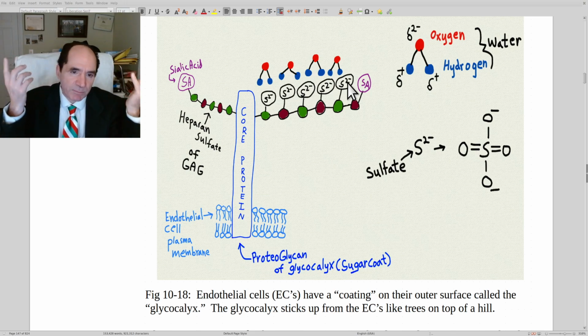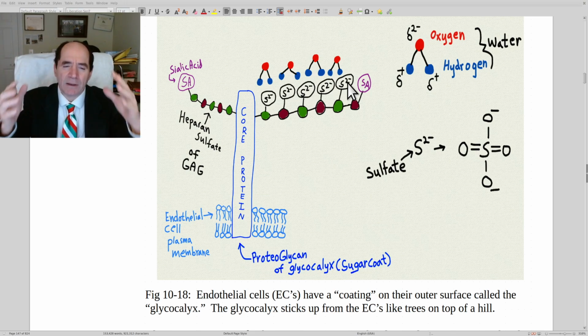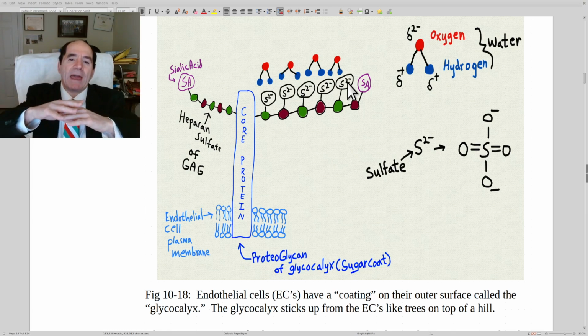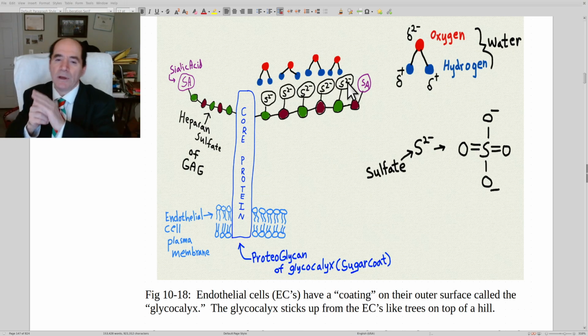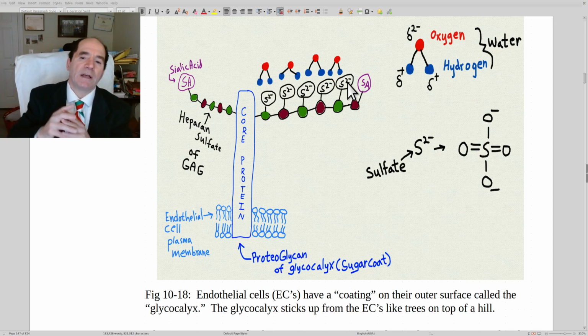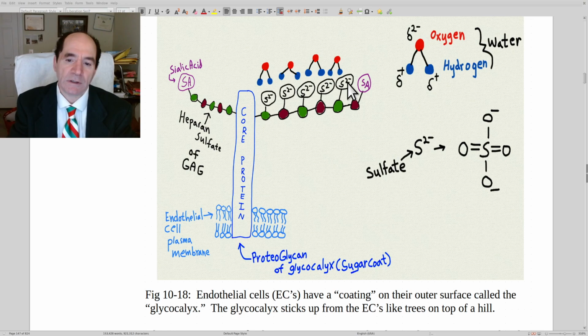And think about it. This is brilliant. There's lots of things like this in the human body. It's like genius design. So by having water attracted to it, this makes the glycocalyx very slippery. So it facilitates the red blood cells and the white blood cells sliding right over. It's exactly what you would want. Look at all the negative charge on the sulfate there.